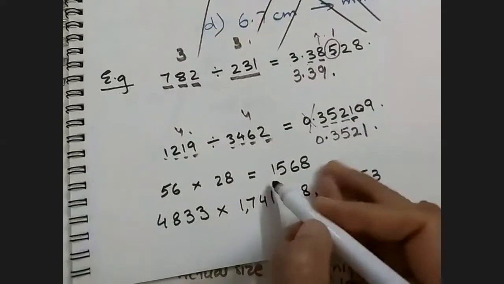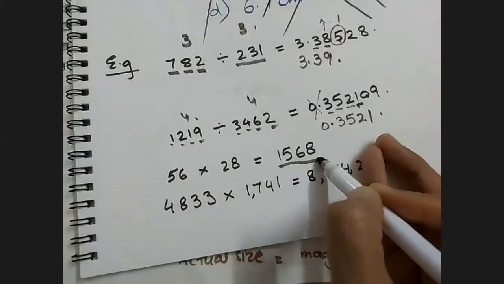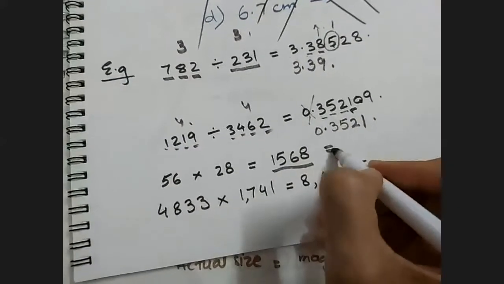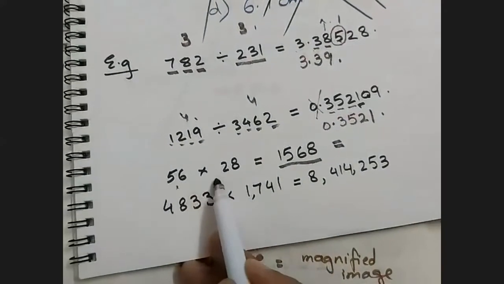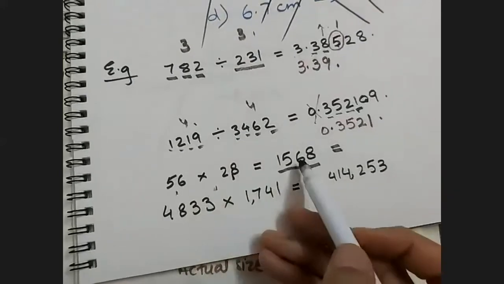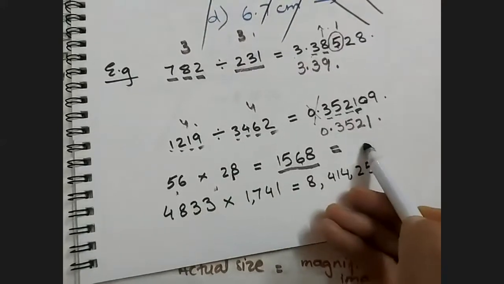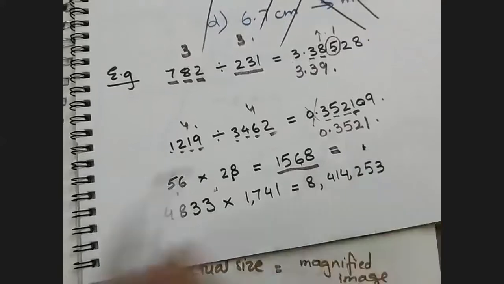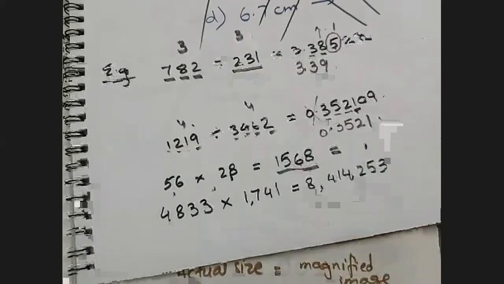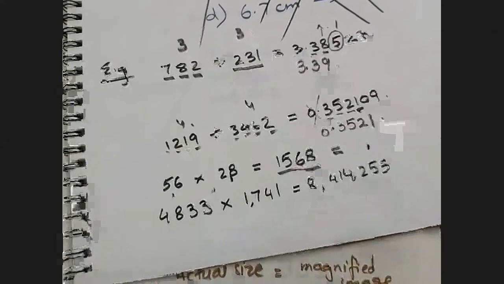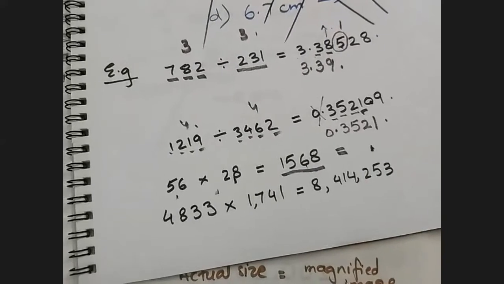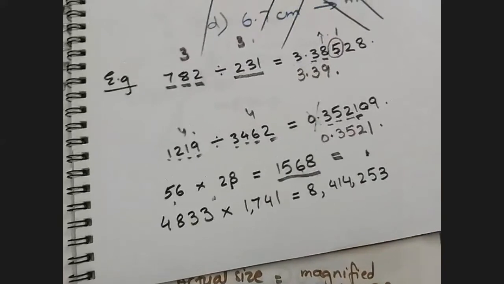Tell me, round this off. What should be my answer? 56 multiplied by 28. How should I write this answer? How many significant figures? What should be my answer? Yes, Ahmad? What happened? Ahmad and Zainab vanished.